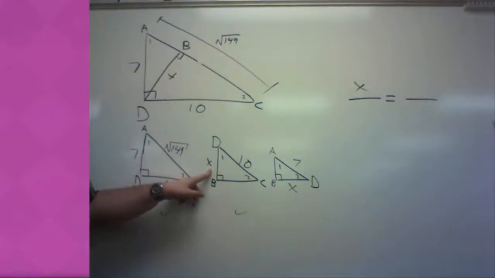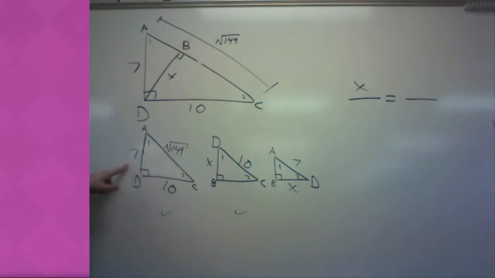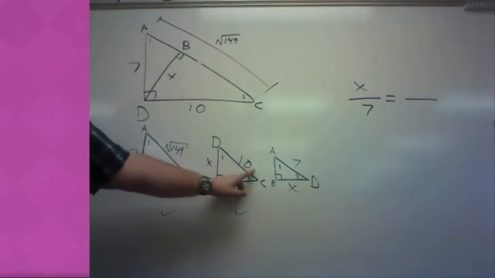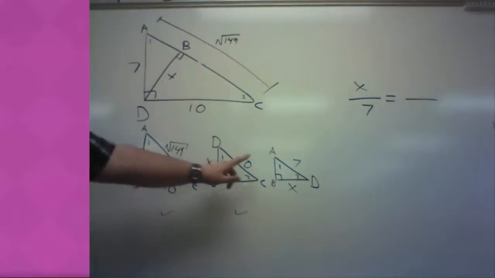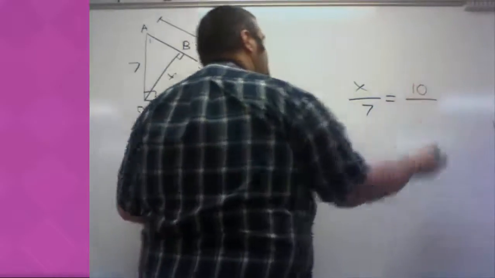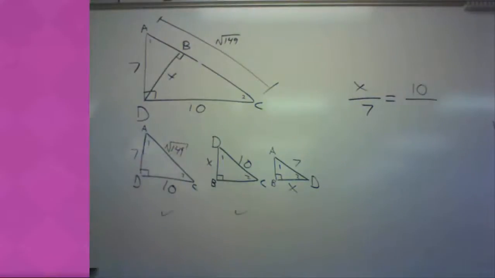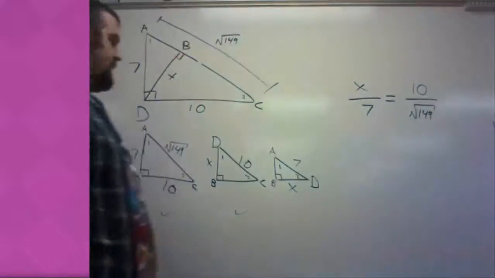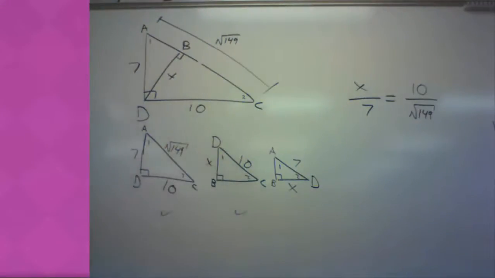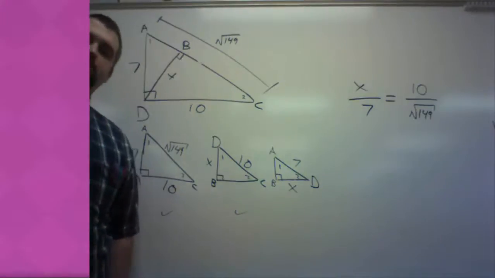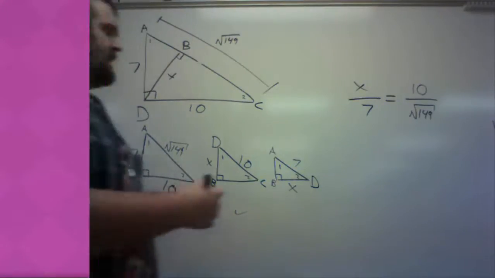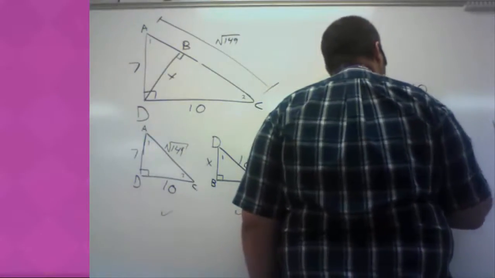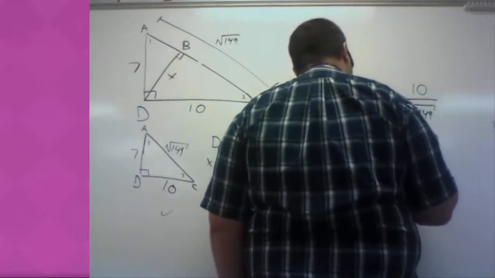X, its corresponding side is 7. X to 7. Now I went from X to 7, so I have to stay here. 10. So I went X to 7, I have to start with 10. To square root of 149. So X to 7, 10 to square root of 149. I have my proportion. Solve. 10 times 7 is 70. Square root of 149 times X. Divide both sides by square root of 149. That's what I get.